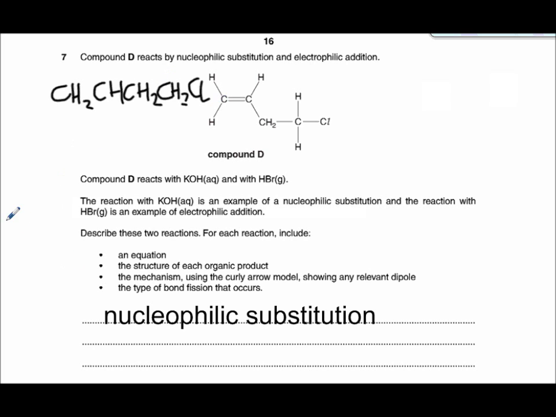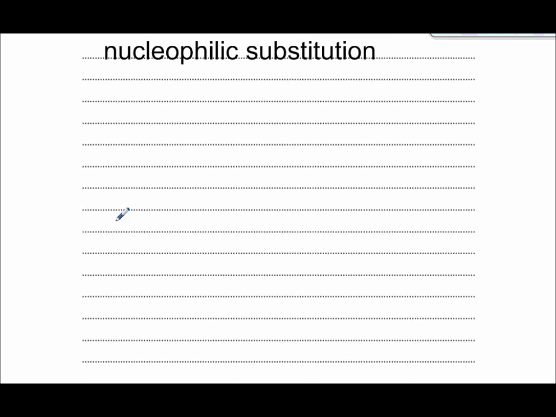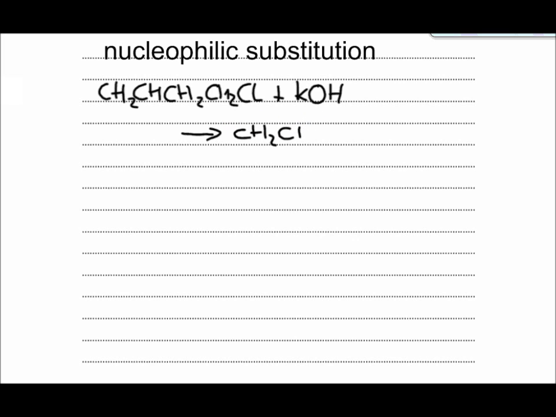So, moving on then to actually answer this question. For nucleophilic substitution, I am going to react, first of all, my CH2, CH2, CH2Cl plus potassium hydroxide, and that will give me CH2, CH2, CH2, and it's a substitution, so the Cl has been replaced by the OH, plus potassium chloride. So that will give me a mark for the equation.